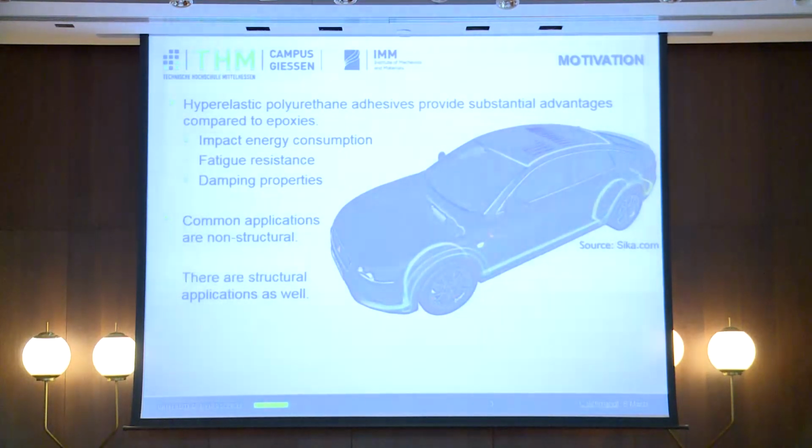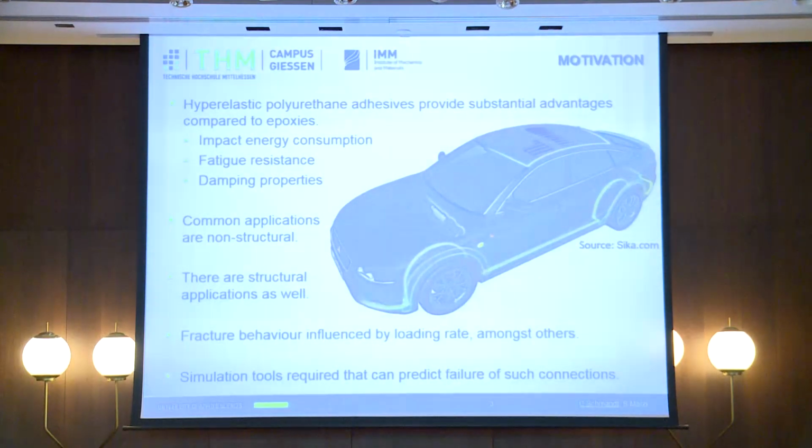These are bond lines which bond the main body of a car, and the adhesive we are looking at is, for instance, used in BMW electric models to bond the aluminum chassis to the life module, which is made of carbon fiber reinforced plastics. So keep in mind that there are structural applications for hyperelastic adhesives as well. Due to the viscoelastic material behavior, the fracture behavior is influenced, amongst other things, by rate. And the manufacturers need simulation tools that can predict the failure of those connections, which depends on rate.